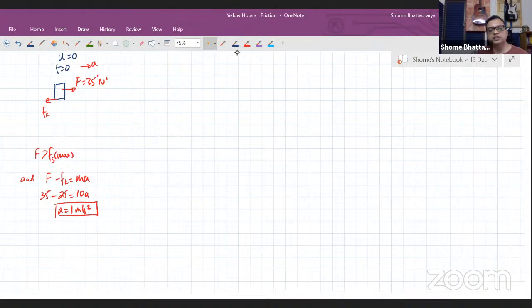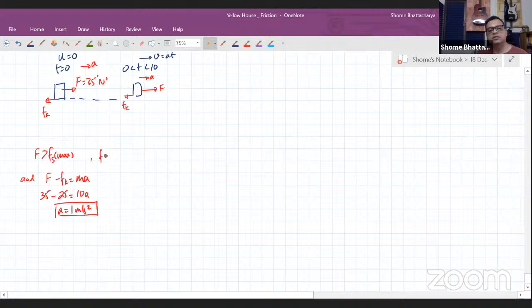This process continues all the way. So at some time in between, within 10 seconds, this process is still continuing. By now it has a velocity equal to a into t, because that acceleration continues, because I'm continuously applying this force.